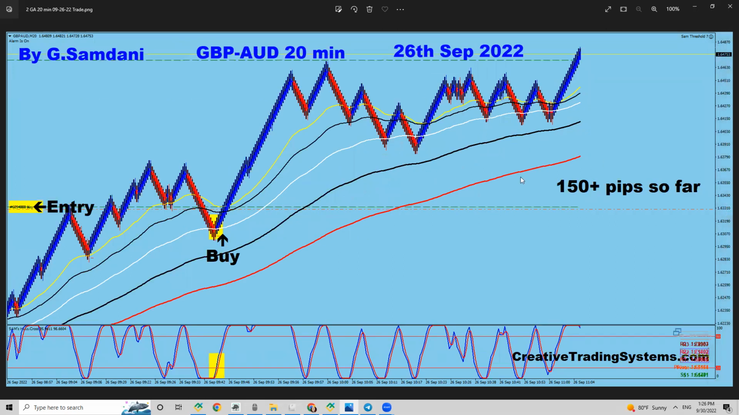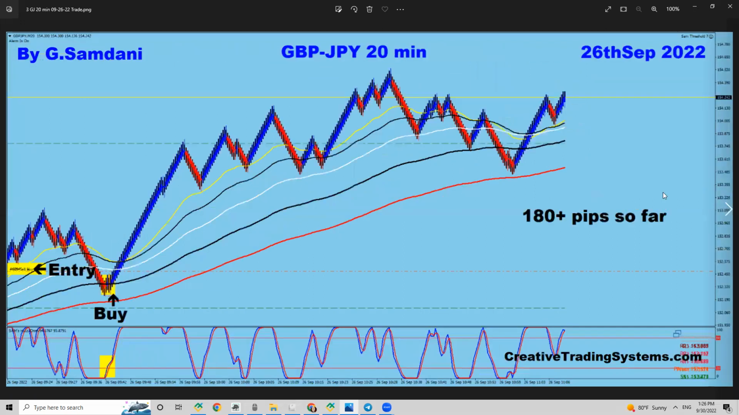The next on the 26th is pound Aussie. Same buy order here, 150 pip. The next is pound yen. Like I said, pound was getting crazy. Buy order right here, and then 180 pip on pound yen to the upside.